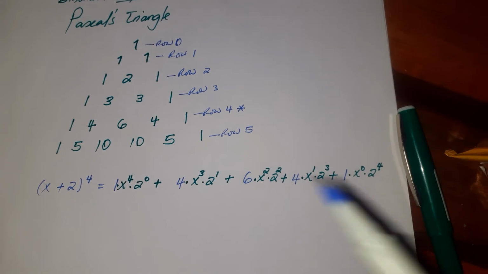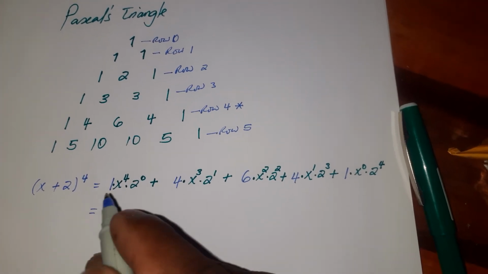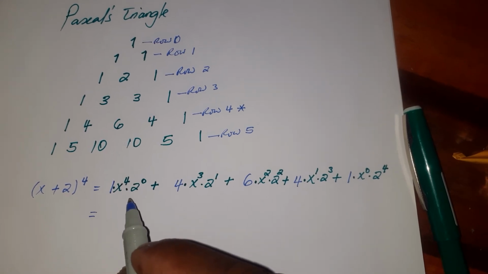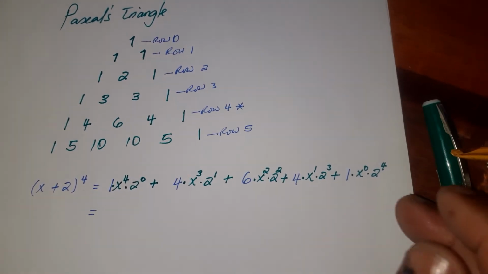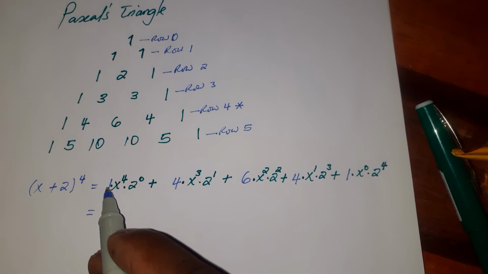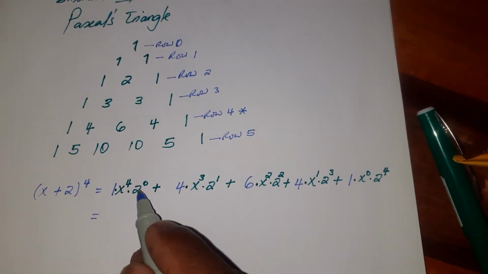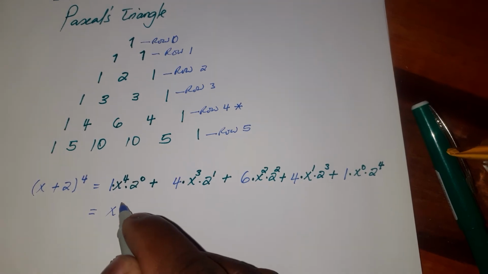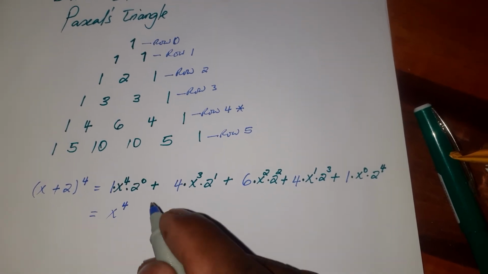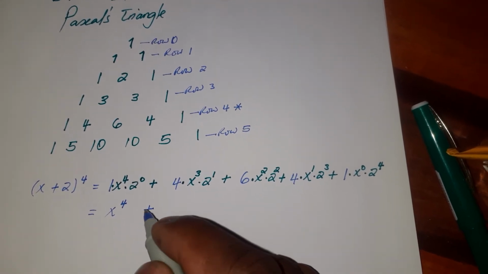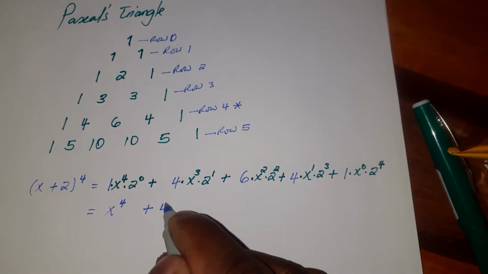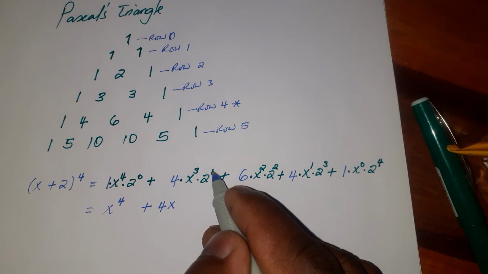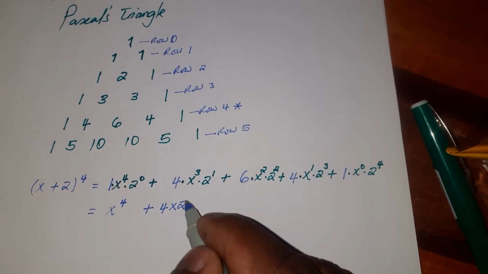Now we can go ahead and work out or simplify. Anything multiplied by 1, we get the same thing. Anything to the power 0 is 1. So this side we are going to have x to the power 4 plus, we write our 4, this 4 here, times 2 to the power 1 is just 2.